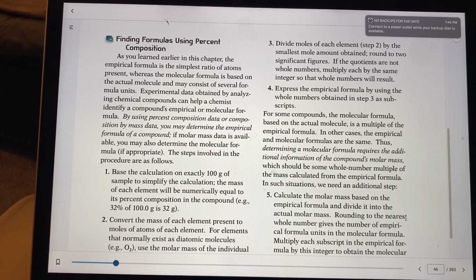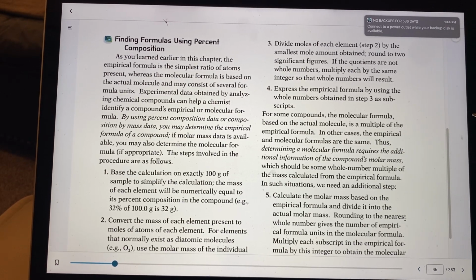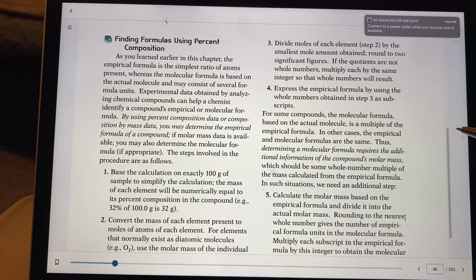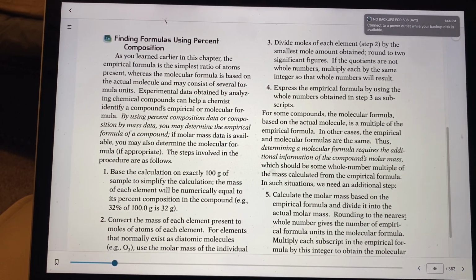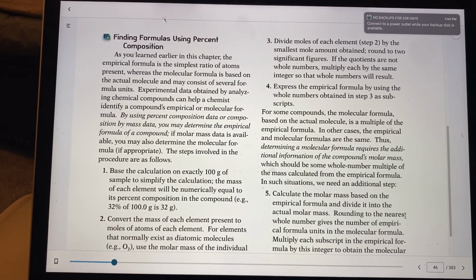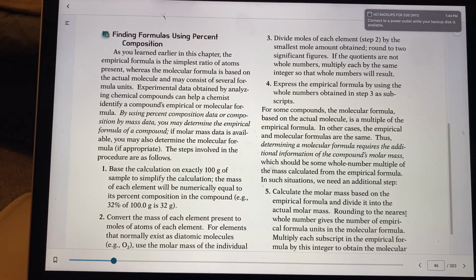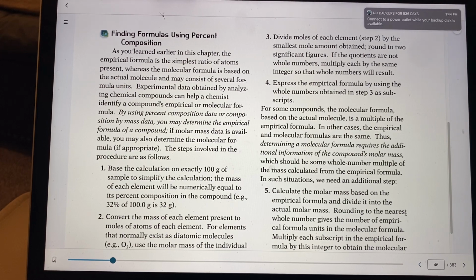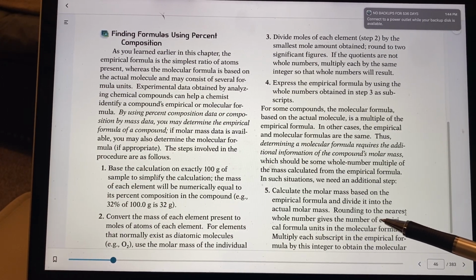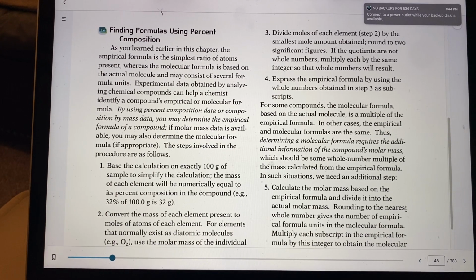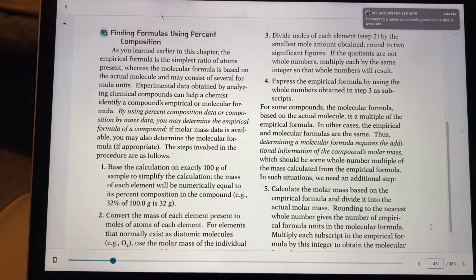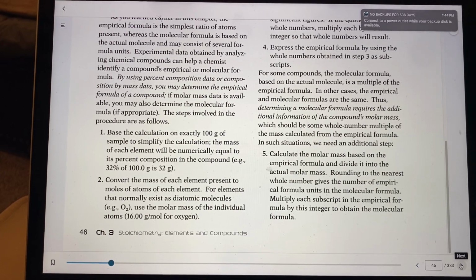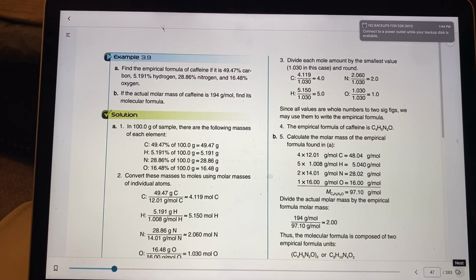For some compounds, the molecular formula based on the actual molecule is a multiple of the empirical formula. So you might have a ratio of 1 to 2. Well, you can have that ratio turn to 2 to 4 or 3 to 6, so that ratio could be different for the molecular formula than it is here. Remember, the empirical formula is the simplest formula. So then you calculate the molar mass based on the empirical formula and divide it, and you'll see how to do that. It's hard for them to explain this to you, and for me to explain it to you, without just doing it. So let's do it.